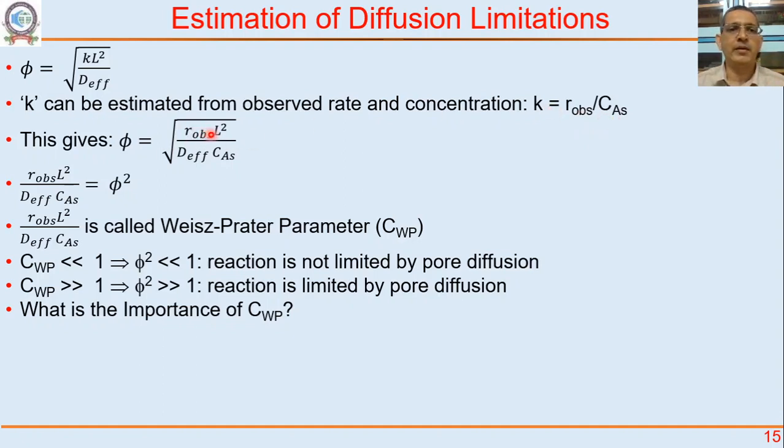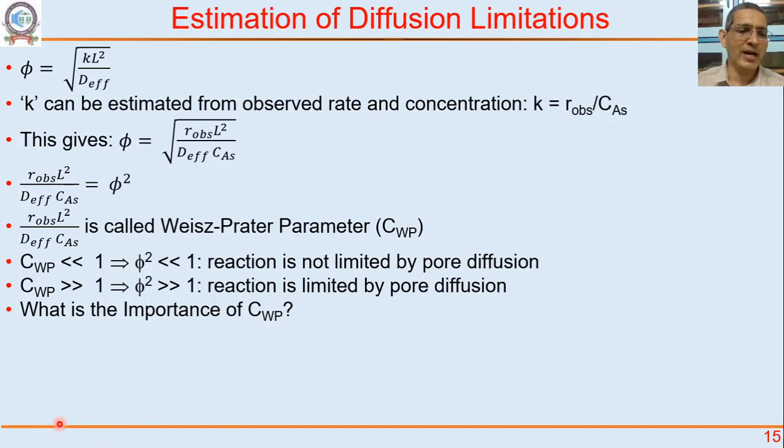Phi squared equals R observed L squared divided by D effective Cas. This R observed L squared by D effective Cas is called the Weisz-Prater parameter. It has the same meaning as phi squared. So when this Weisz-Prater parameter is far less than 1, phi squared is far less than 1, and the reaction is not limited by pore diffusion. When the Weisz-Prater criterion is far greater than 1, phi squared is far greater than 1, and the reaction is limited by pore diffusion. That is the importance of the Weisz-Prater parameter.